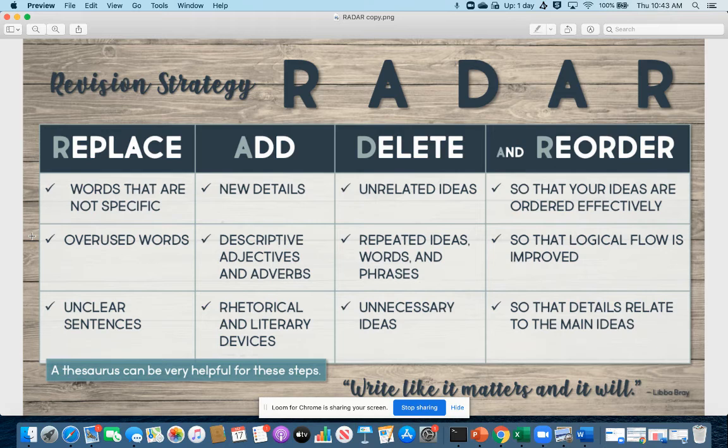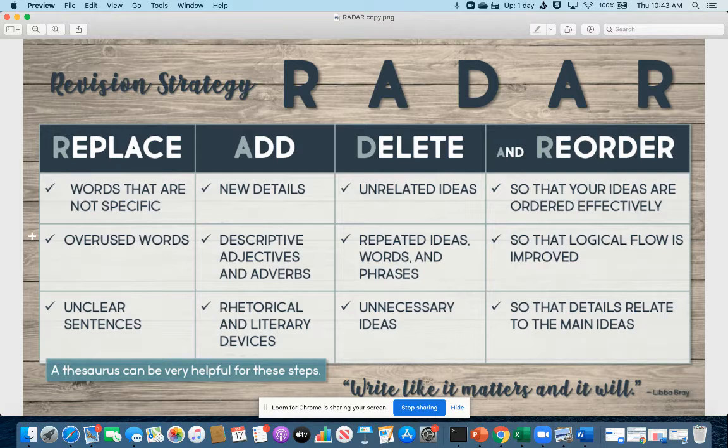About radar and how it relates to our writing. So, radar is an acronym, meaning each letter stands for a different word. We use radar in our writing. It's a revision strategy. So, after you draft a first draft of something, we will always recommend that you radar it, meaning you replace, add, delete, and reorder.